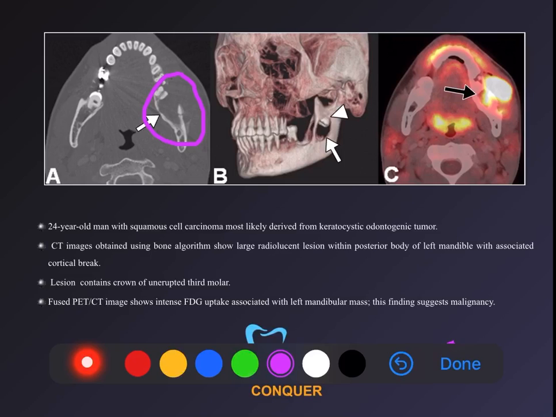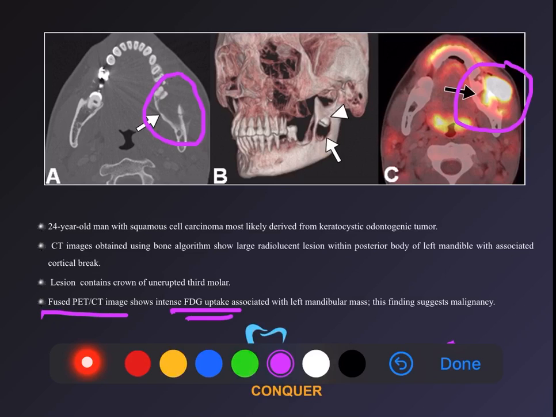Especially in cases where you want to differentiate malignancies, it is always better to go for fusion imaging like PET CT. Here the PET CT has shown increased FDG uptake, which suggests malignancy. As you can see, there is increased uptake of the radioisotope, which is FDG. Fluorodeoxyglucose is the isotope that is used in PET. So increased uptake suggests malignancy.